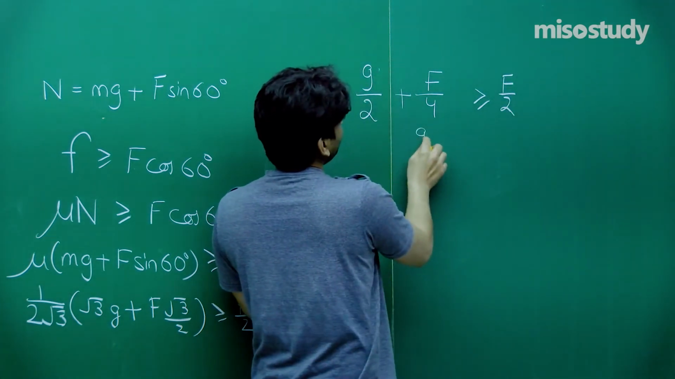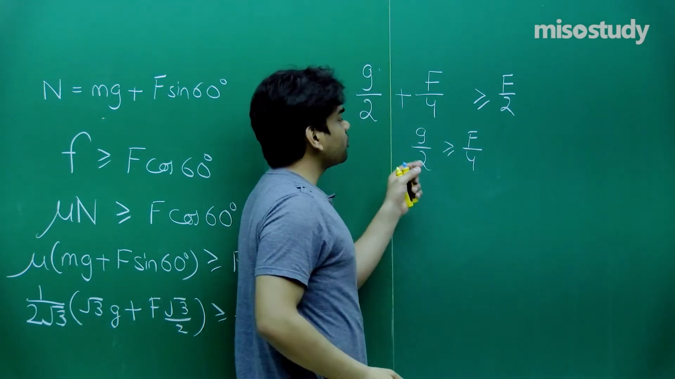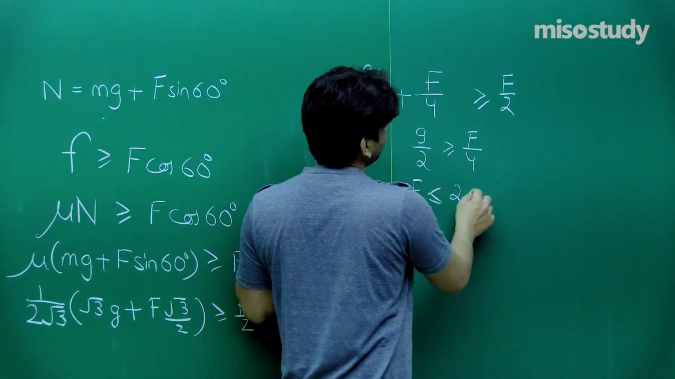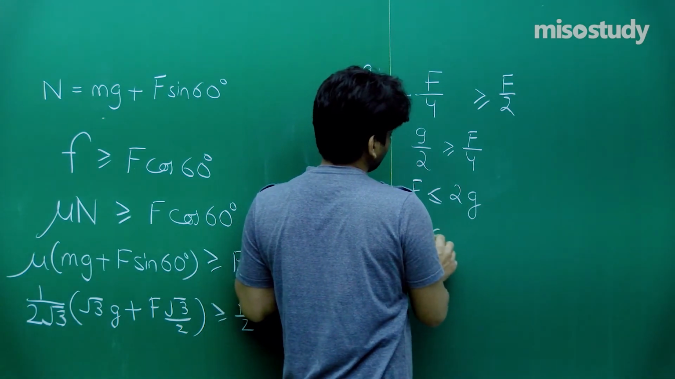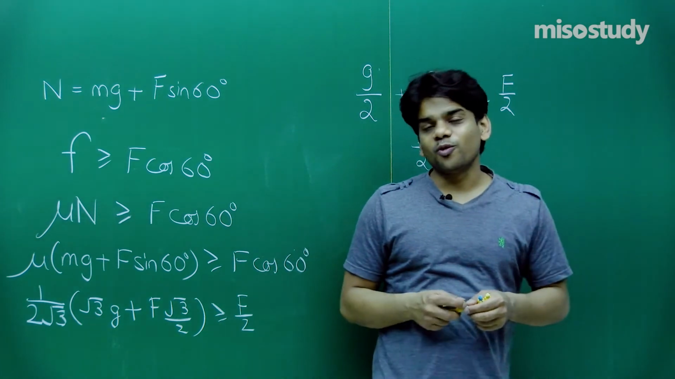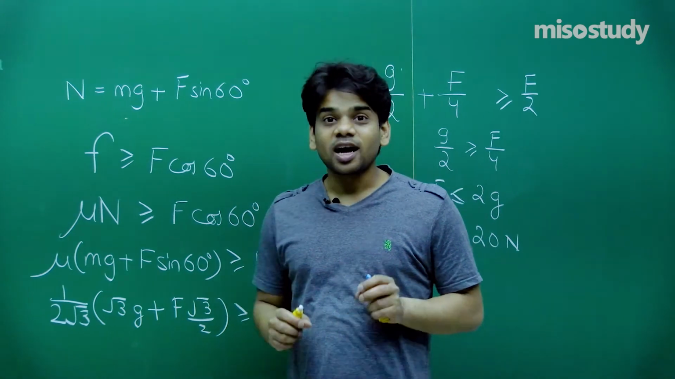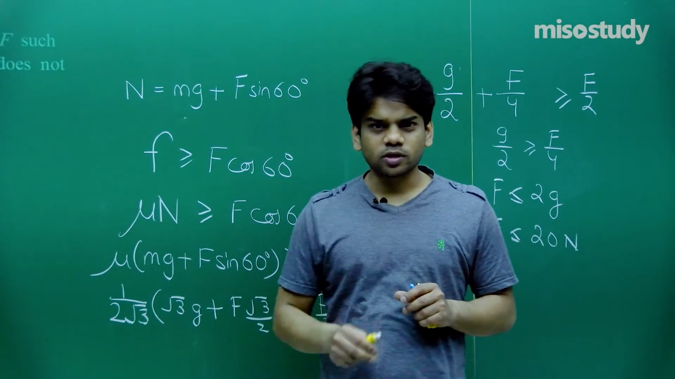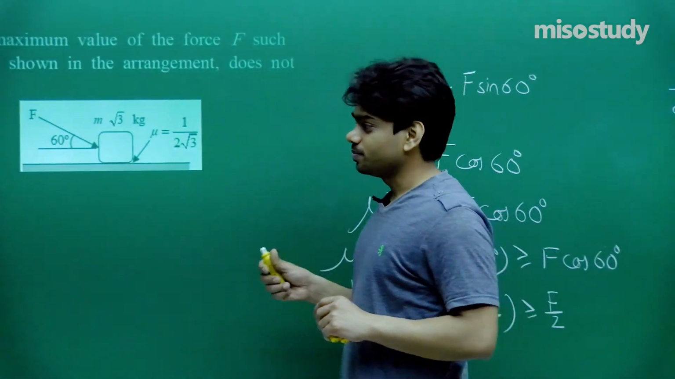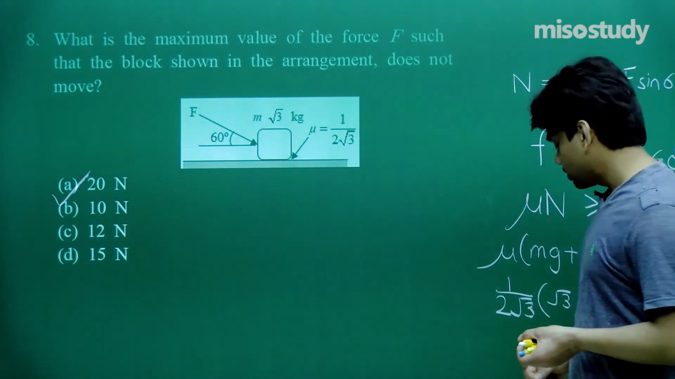So we have g by 2 greater than or equal to F by 4, and then F should be greater than or equal to 2g. Sorry, F should be less than or equal to 2g. Easily we can see that F should be less than or equal to 20 Newton. So the maximum value of force possible for the block not to move is 20 Newton. This is how we have to reach this step: equate the force along the horizontal and along the vertical. This is one of the questions asked in a previous examination. So option A, 20 Newton, is the right answer.